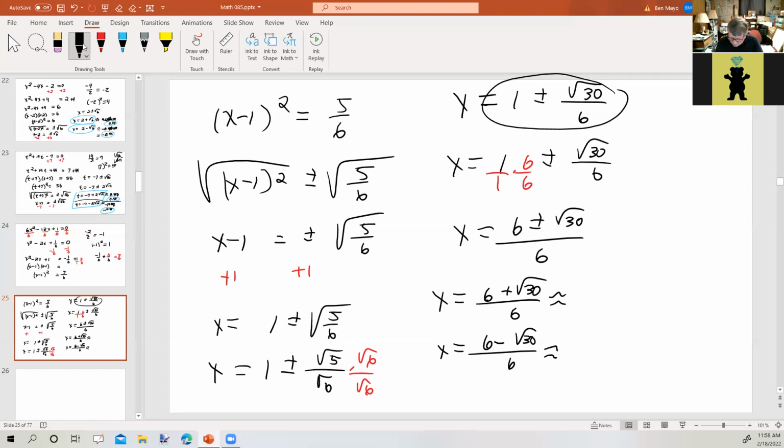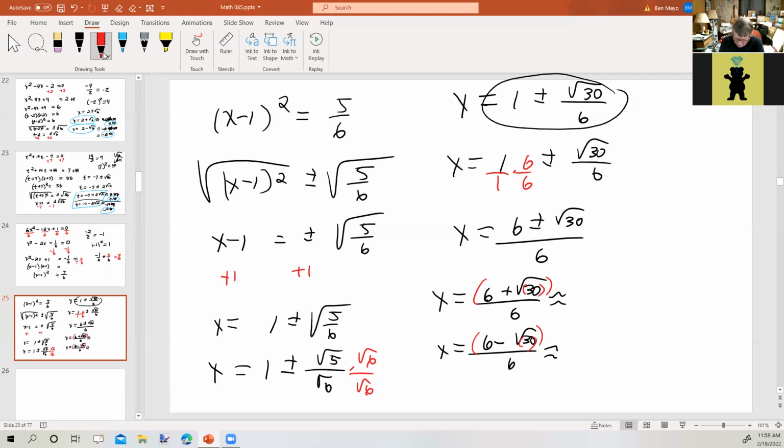Now, if I'm going to split these up into separate answers, I would get to that point. Then I'd plug these into my calculator. But the thing you've got to be careful of is you've got to quantify the numerator, and you also might have to quantify the amount in the radical, okay? Just depending on what your calculator does.